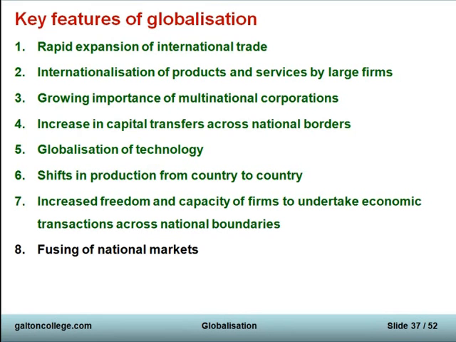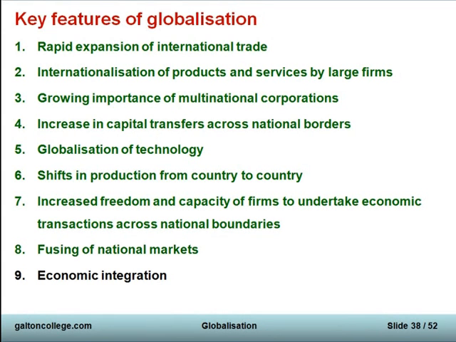So we can see that national markets are, in a sense, fusing together. They're coming together. The national markets are getting blurred. It's difficult to say that this is a British product or a Japanese product or an American product, because it may be produced in many countries. And if it's produced in many countries, well, where was the product made? Who owns the product? So national markets tending to fuse.